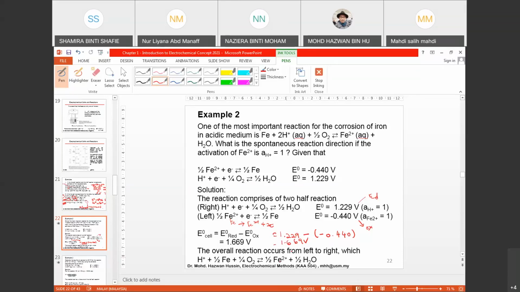From left to right means that the left is the process that is oxidation, producing electrons. Then these electrons will later be passed into the cathodic side to proceed with the reduction process. So that is why the direction will be from left to right, from reactant to product.